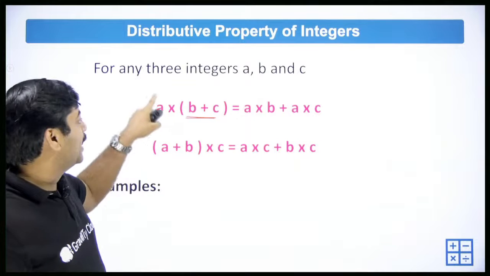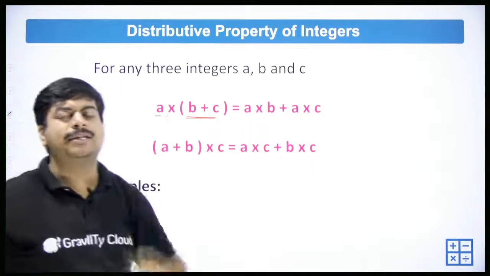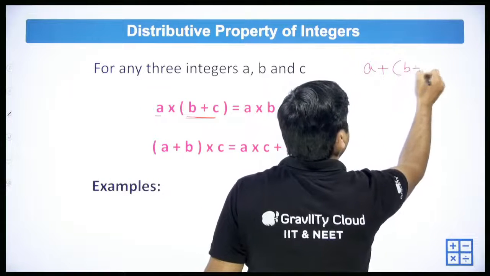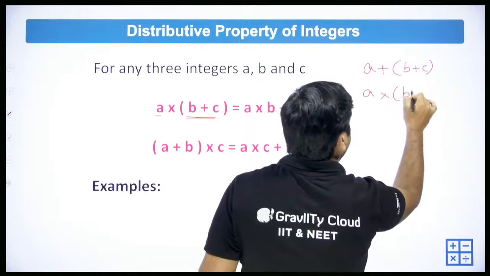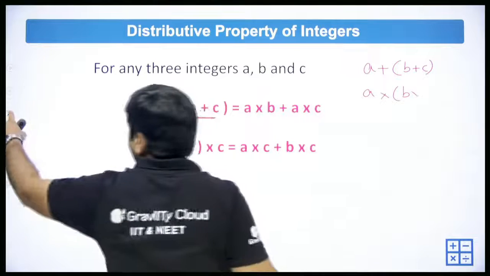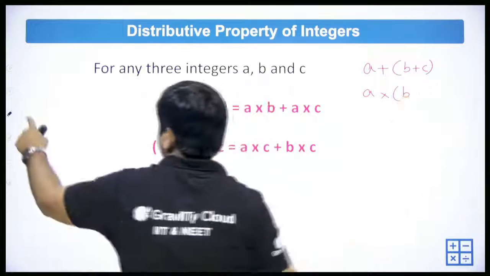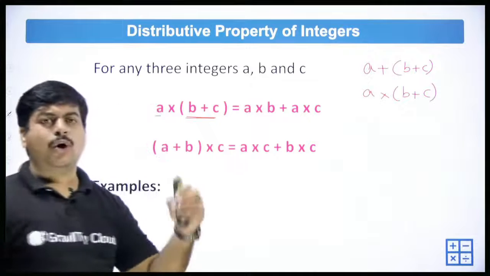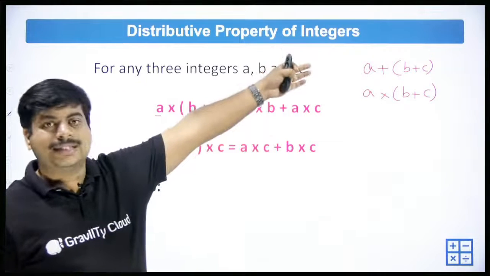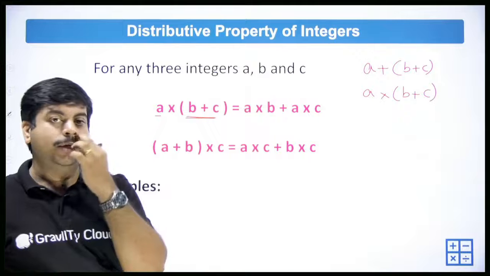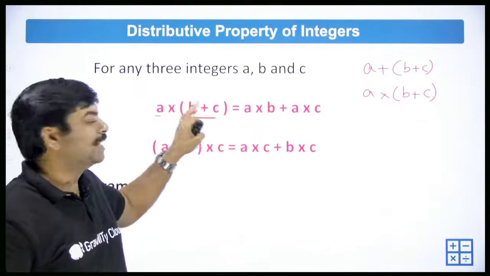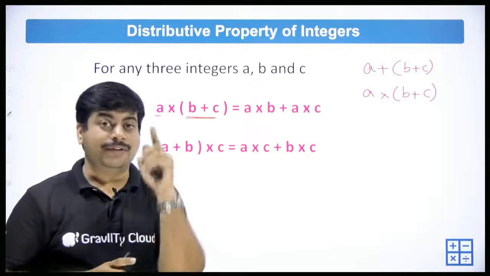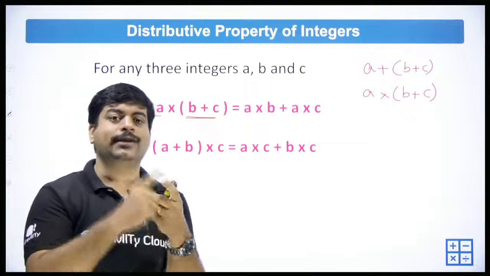It is not addition, it's not A plus, it is A into. That is again a big mistake you make. You always confuse A plus B plus C and A into B plus C. These are two different things. You should not confuse between these two. In the first case, we are just adding all the three numbers. Associative property we discussed. But now you have multiplication as well as addition, two different operations in the same property.